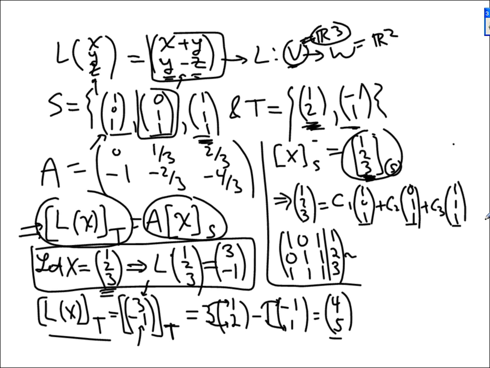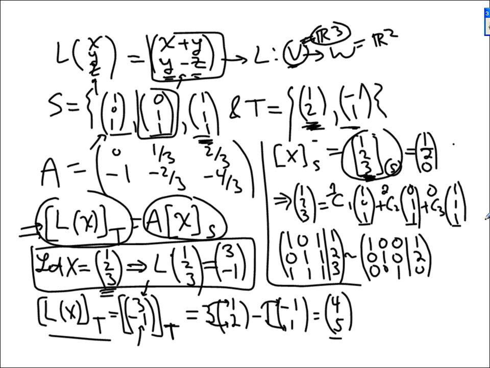This turns out to give us the identity matrix with 1, 2, 0. That means C1 is the number 1, C2 is the number 2, and C3 is 0. That is, I get 1, 2, 0.